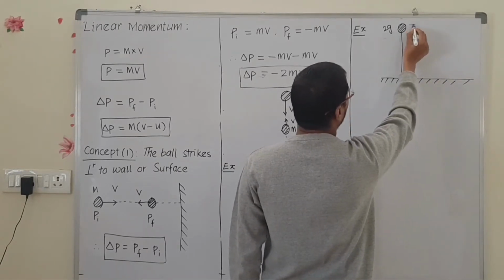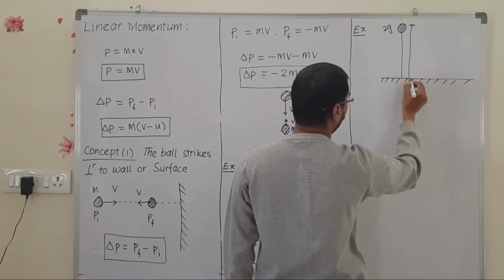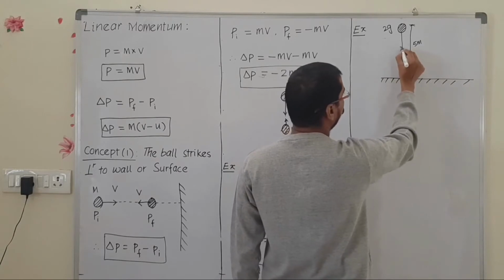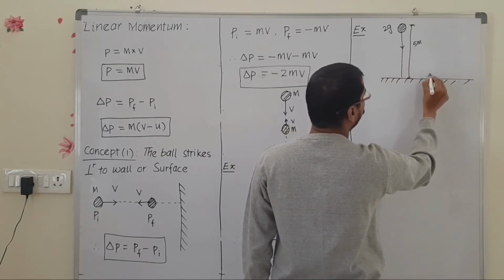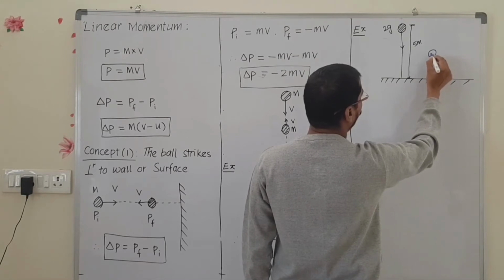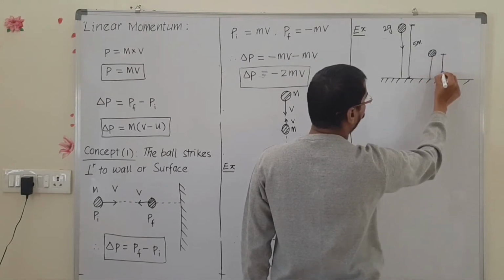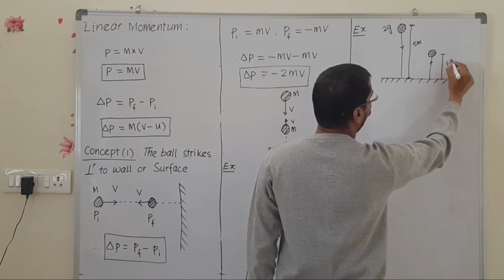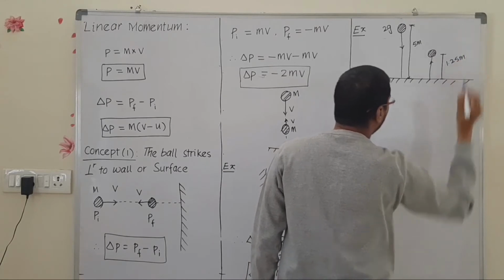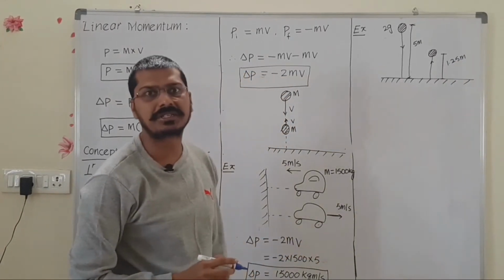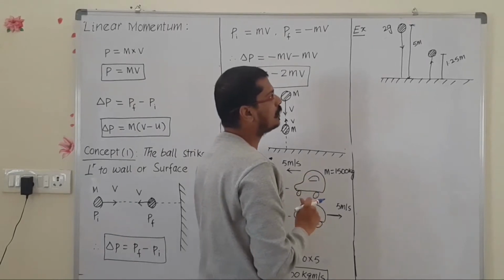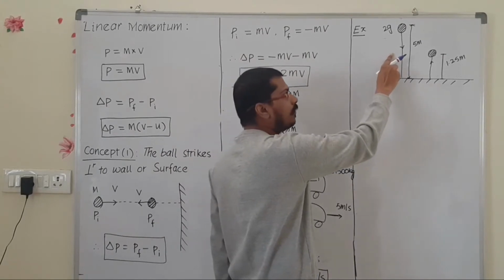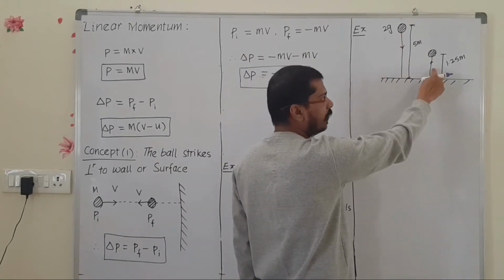From the height we can take it, this is 5 meter. After striking it rebounds, how much? 1.25 meter. Now we have to find out what is the change in momentum. If you want to find the change in momentum in this condition, we should know the initial velocity and final velocity.